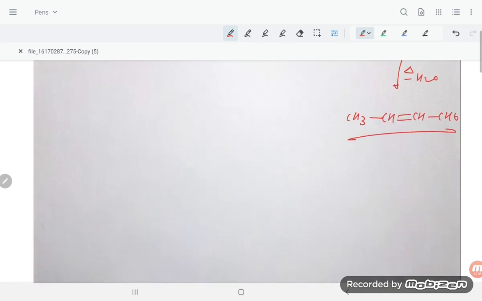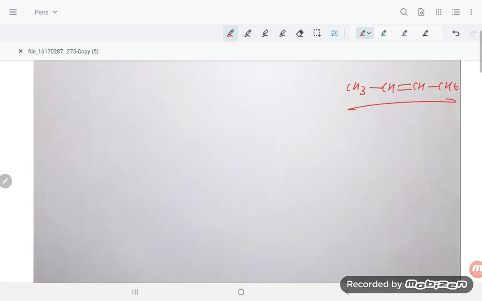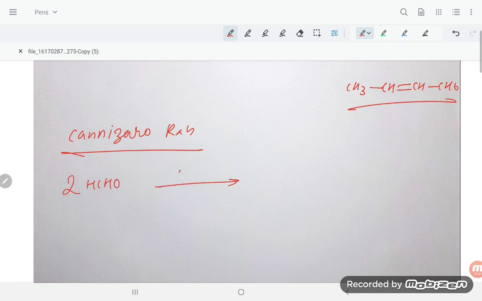Now the next one is the Cannizzaro reaction. Suppose we have 2 molecules of HCHO and you are treating with NaOH. It will give HCOONa plus CH3OH. So this is all about the Cannizzaro reaction.